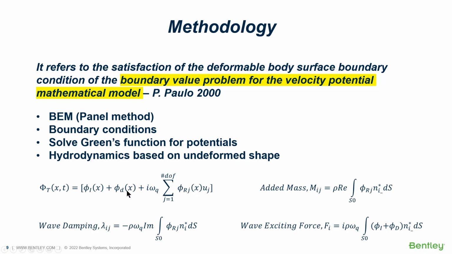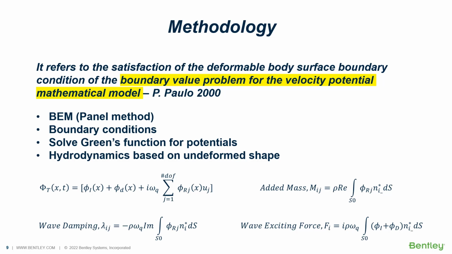This is a potential. From these potentials, we get added mass and wave damping and linear exciting forces acting on the submerged parts of the panel. The pressures on panels are mapped onto the structural nodes for structural analysis. This is the general hydrodynamic analysis procedure with potential theory.